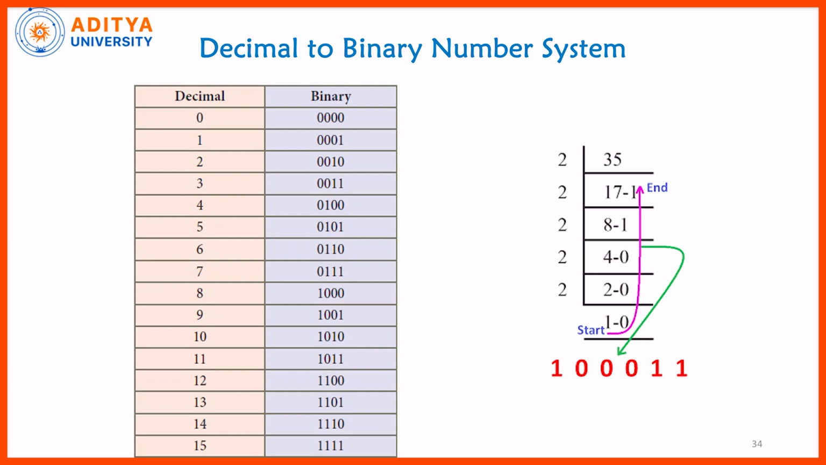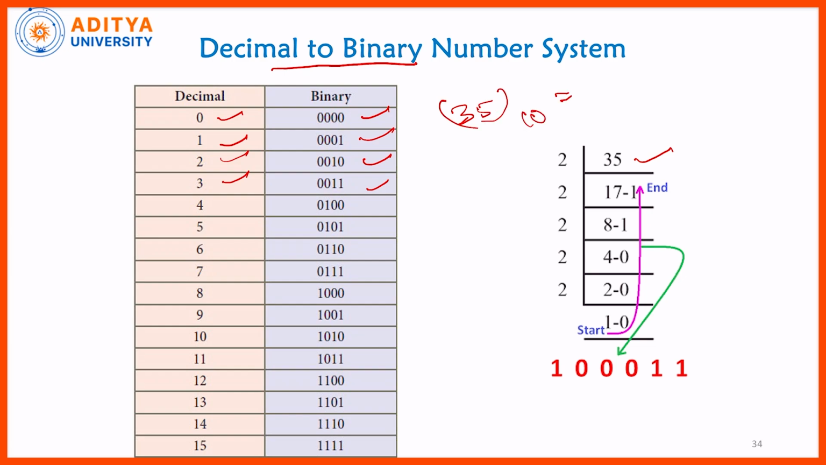Now, this is a decimal to binary number system conversion. Previously we discussed about 0, 1, 2, 3, 4 and so on up to infinity. We can represent the binary like this. Now how can we convert any number to binary? Let us come to the point. Take the example as 35. So 35 is in decimal.